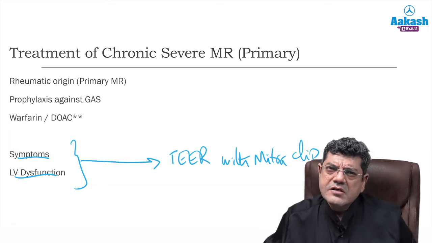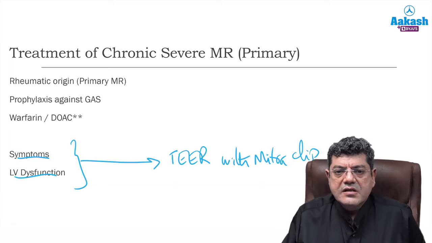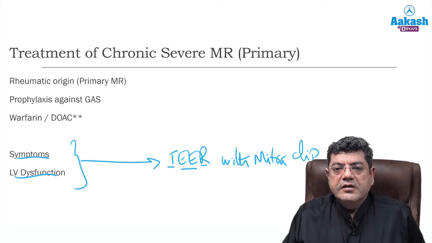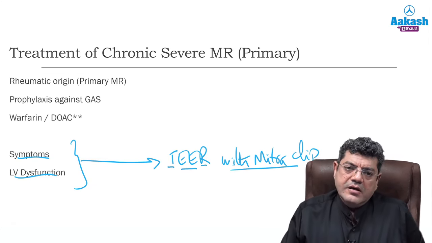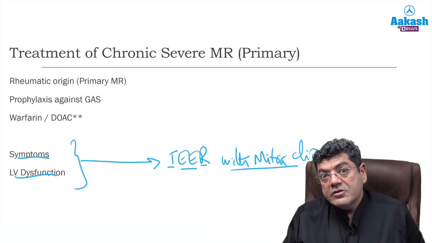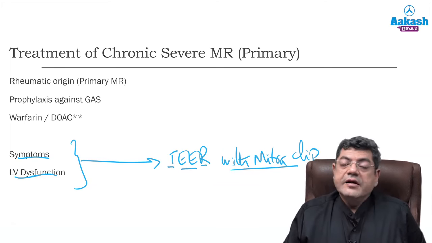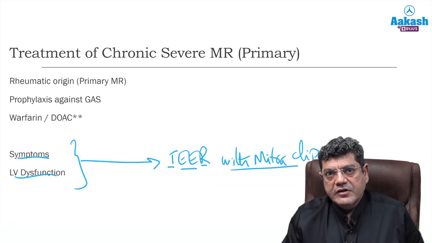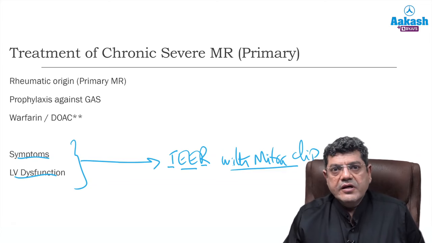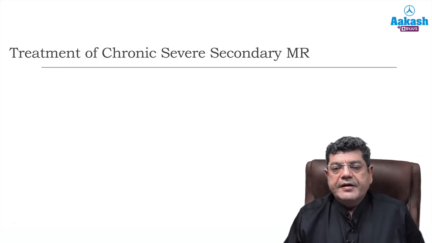Maybe they will give you this, maybe they won't. This is transcatheter edge-to-edge repair with a clipping device. Okay, and this is superior to valve replacement. I told you why, because this preserves the subvalvular apparatus. Okay, and the left ventricle functions better.